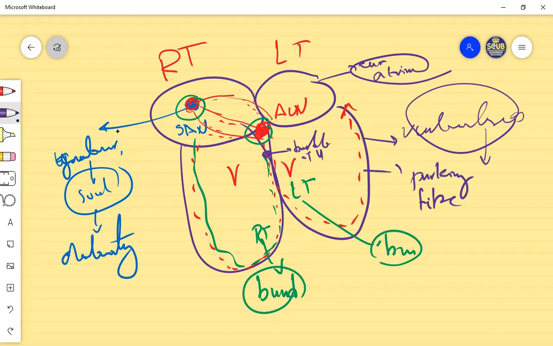So in a simple way, it starts from the generator. This is number one. This is number two. And then the bundle of His is number three, and the right and left bundle, and then the Purkinje fibers. This is how the electricity is transmitted through all the heart.